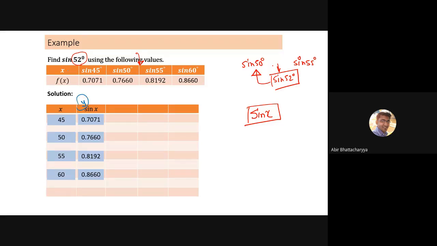Y equals sin x. So now you can identify this is not sine 45, this is only 45 degree, and sine 45 degree means these values. Now, depending on that, we have to approximate the value of sine 52 degrees. So your x is 52 here. Now we'll find delta, delta square, delta cube like this.